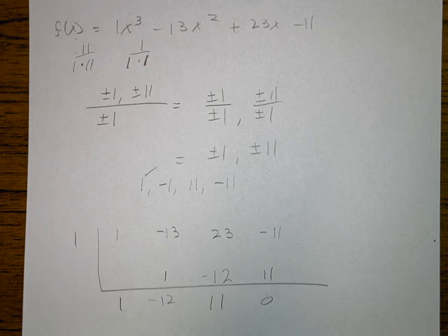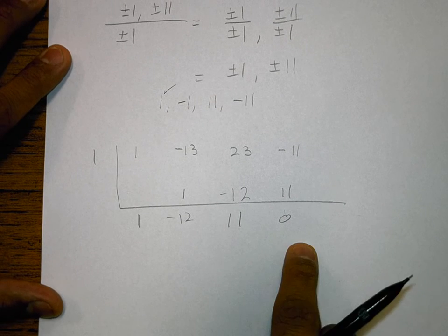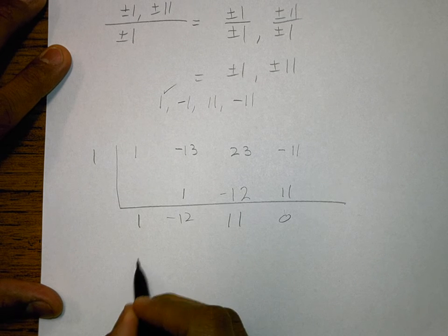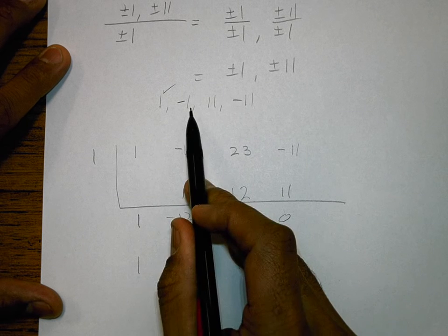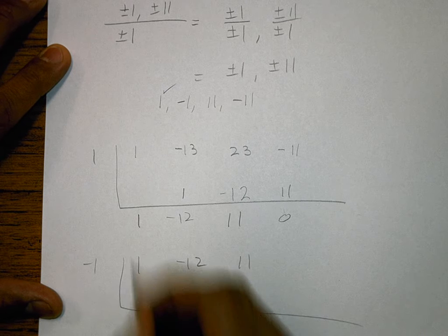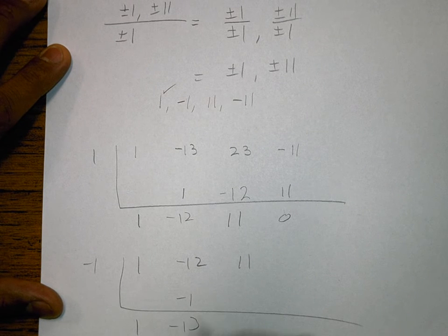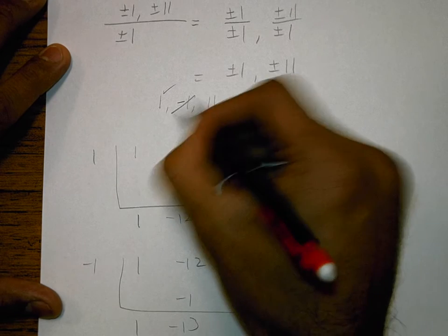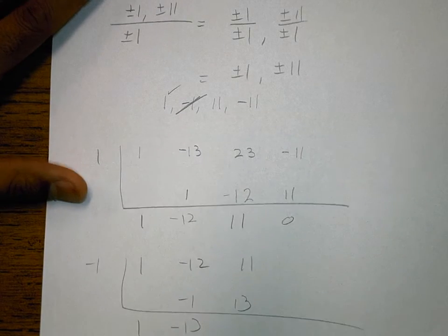So now to make my life easier, when I do synthetic the second time, I'm going to use this polynomial here. And I got these other 3 options. Right? Negative 1, 11, or negative 11. So I'm going to go ahead and try negative 1. So I'm going to bring this down, and I get negative 13, and I multiply across, and I get 13. So that is not going to work because this does not add to 0. Okay? So negative 1 is out. So I'm going to rewrite that here.